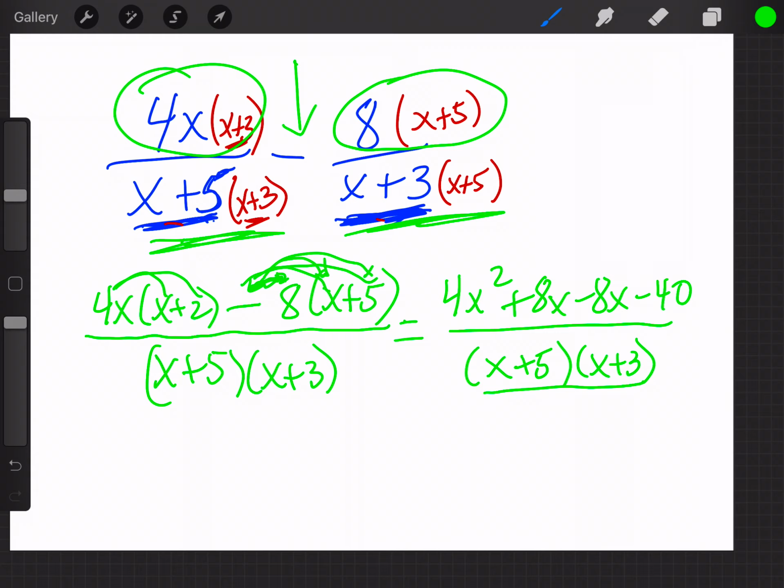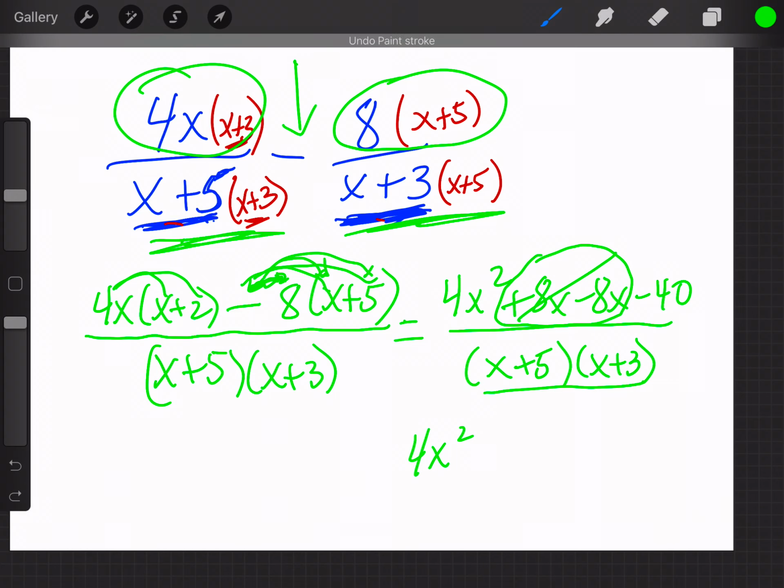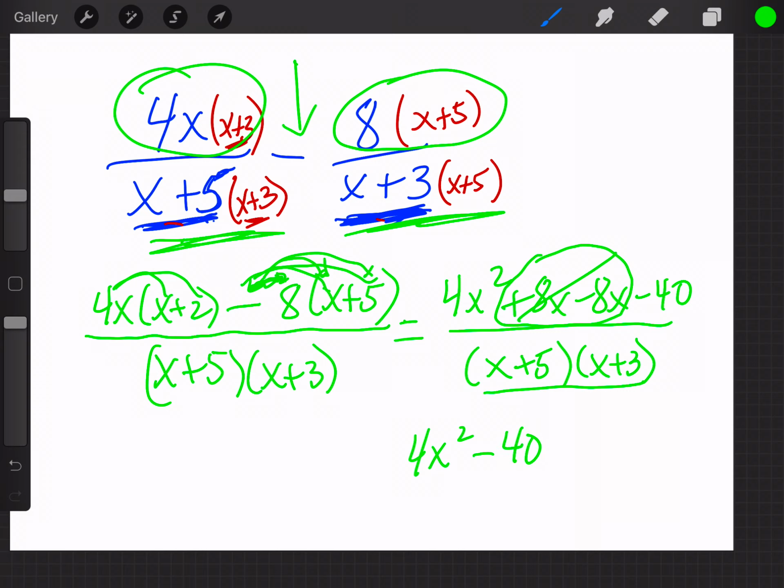Let's look at the top and clean it up some. All right, so there is the 4x squared. There's not another like term. This is 8x minus 8x. What happens with that? Goes away. Should I put plus x? No. Why not? Because that means we've got 1. We have no x's left, so that's 0x. You can put 0x, but I wouldn't advise it. And then you got minus 40, and then over the common denominator, which is this right here. Okay, and that's going to be our answer.